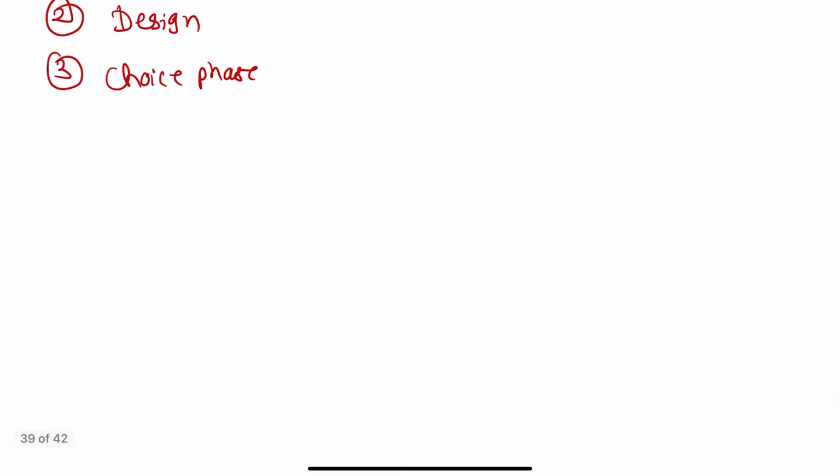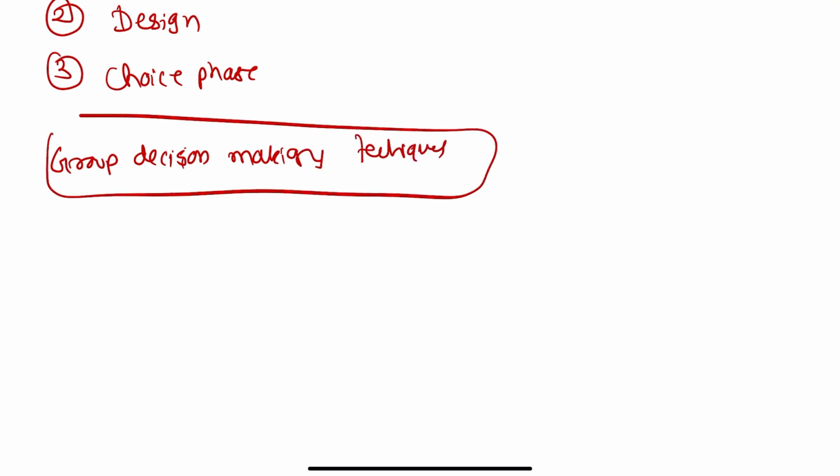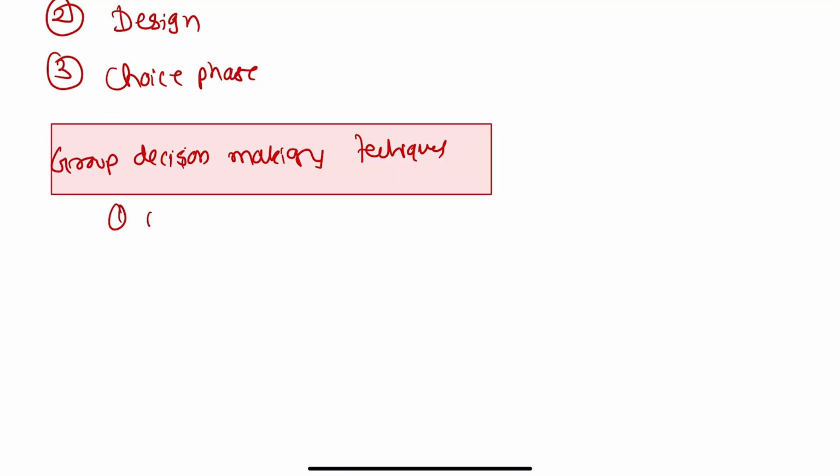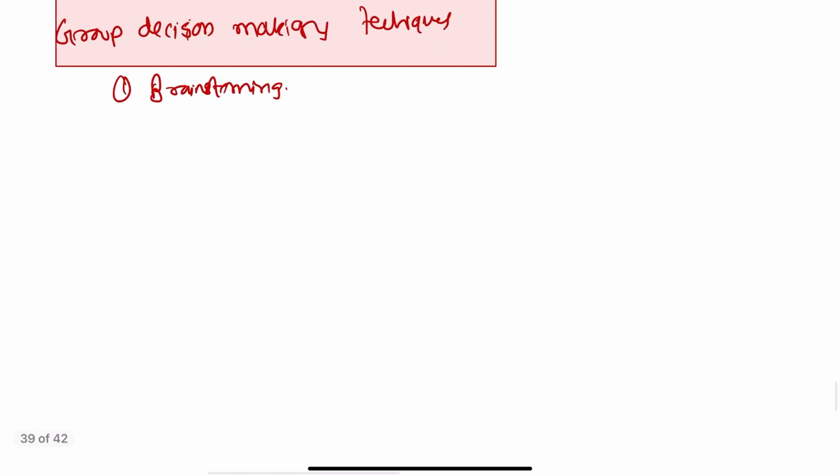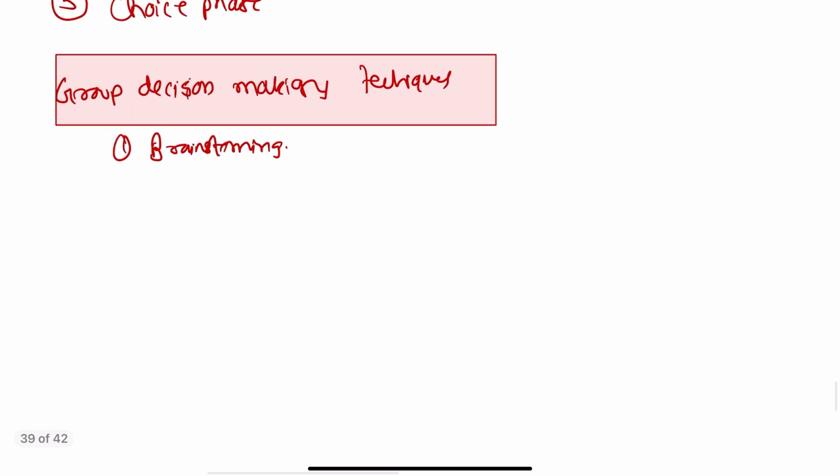Now, group decision making techniques. What are the various techniques in group decision making? Those are brainstorming, then we have the Delphi technique. This technique is a method of forecasting by collecting information from physically dispersed persons by means of a written questionnaire.